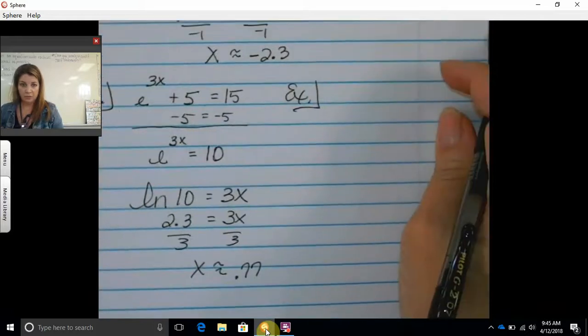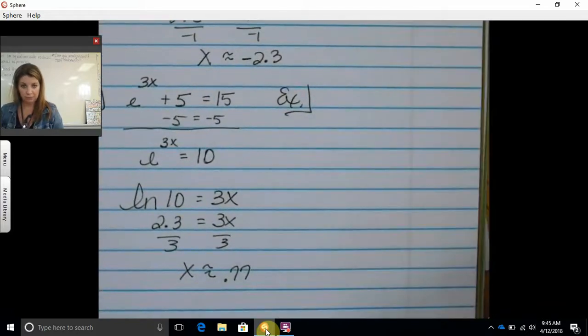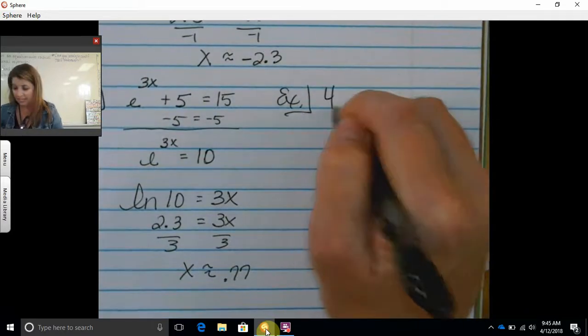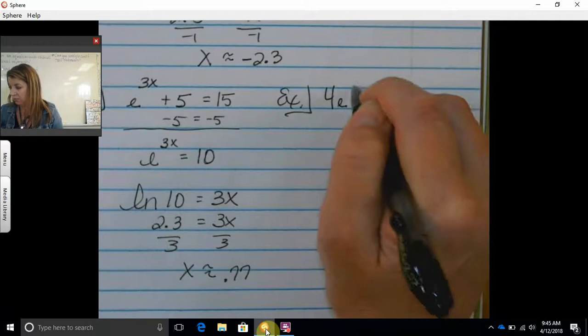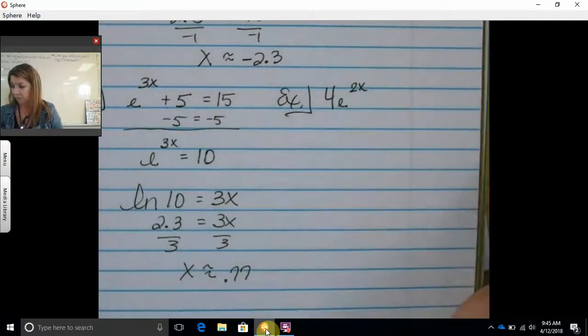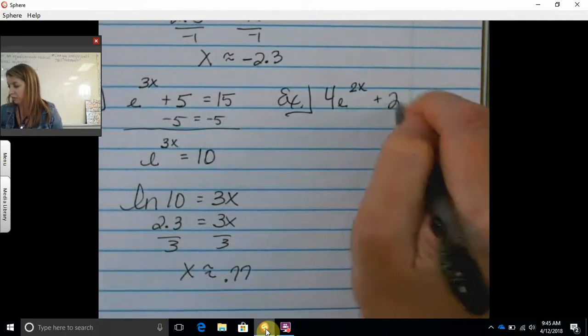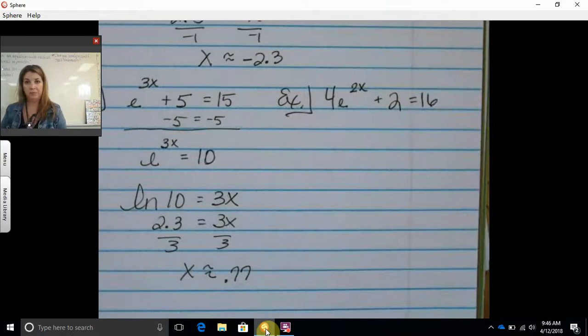Next example. Does anybody have questions on that one? Anyone? We have 4e raised to the 2x, there's no parentheses, plus 2 equals 16.